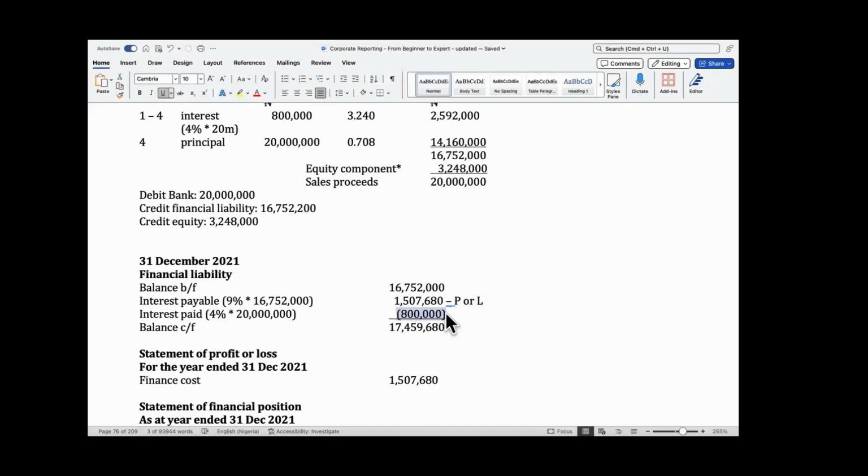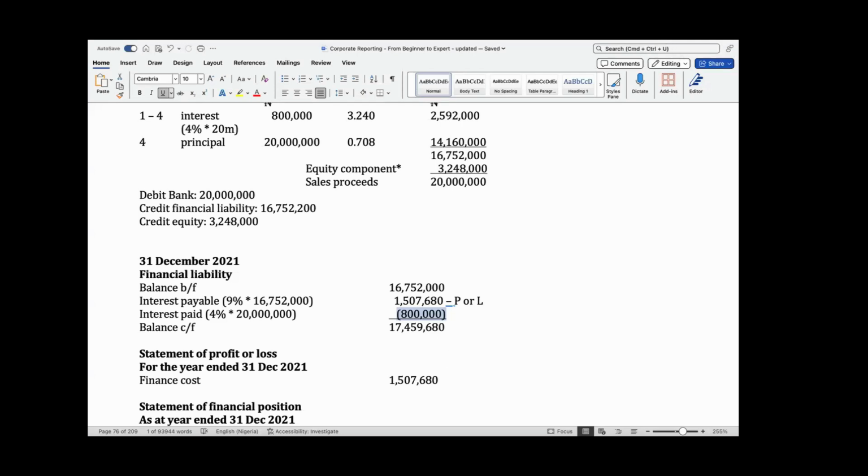What about the 800,000 that we actually pay? What's the double entry for that? Crediting cash and debiting, reducing the liability. Thank you very much, Robert. So that's correct. Okay, good.